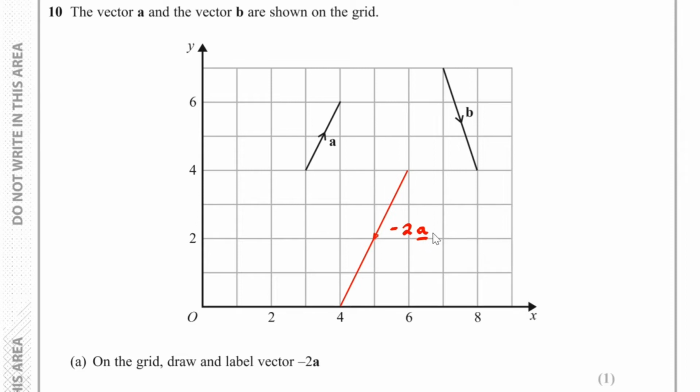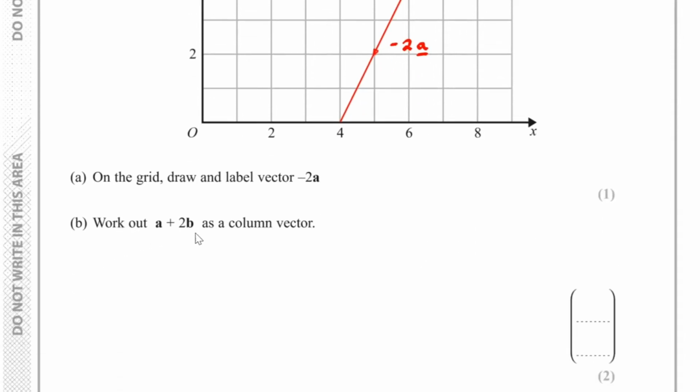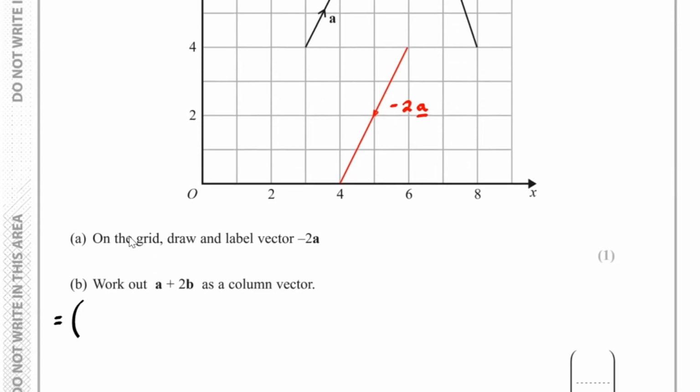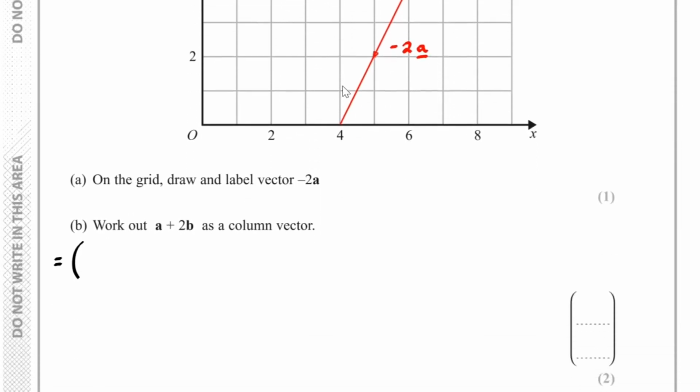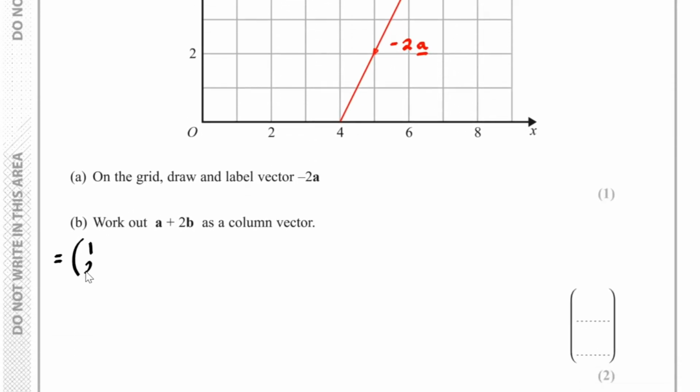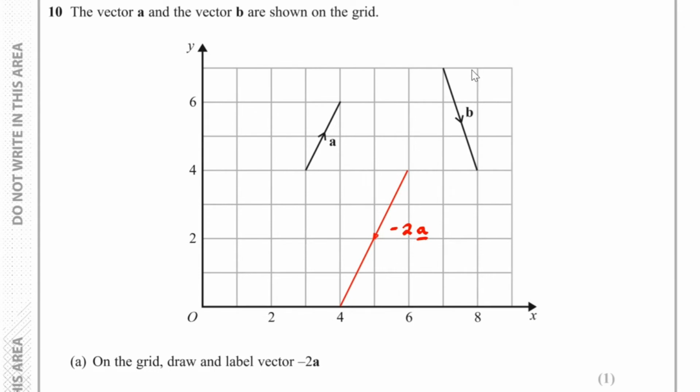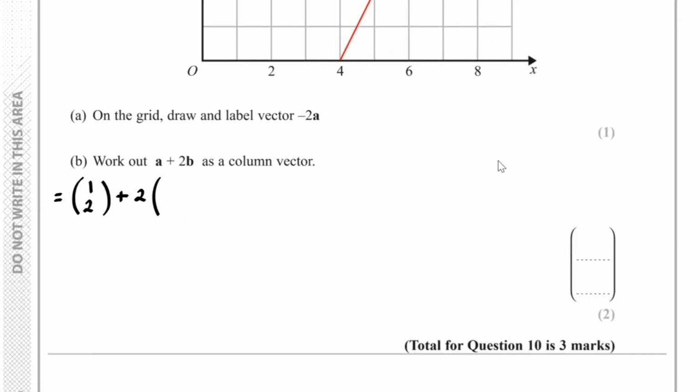2A. And then for part B, we have to work out A plus 2B as a column vector. Well, A plus 2B as a column vector, we've got the vector A, which is 1 across and 2 up. And then we add on to this 2 times B, and we know what B is, that's 1 across 3 down. So that's 1, negative 3. And we need to work out what this is.